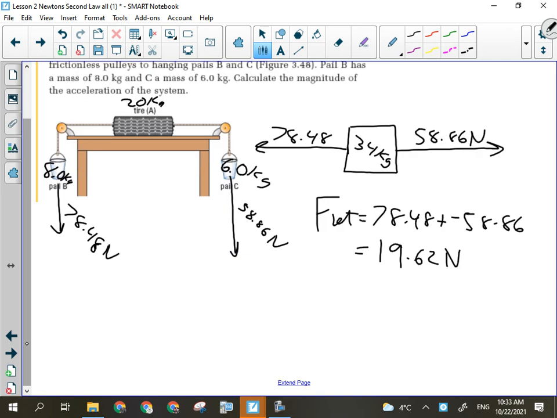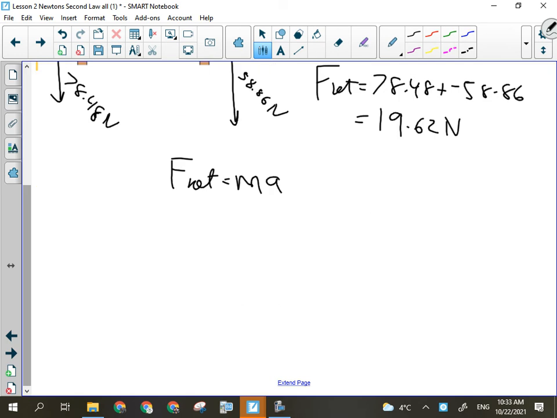How do I calculate that acceleration? Right, F net equals m times a. I now know what the F net is. It's 19.62 newtons. I know the mass of the system is 34 kilograms. I just have to find the acceleration of the system, which is what the question is asking for. So I'm going to divide both sides by mass. So that's going to be 19.62 newtons divided by 34 kilograms.